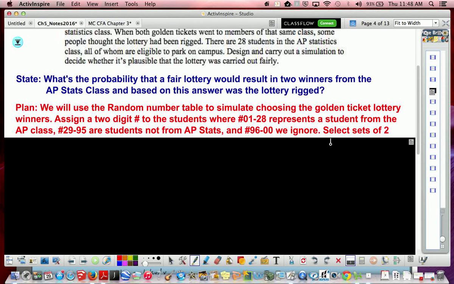So once we have the digits assigned to who's in the class, who's not in the class, which ones we don't want to even work with, we have to decide how we are doing the simulation. How many tickets are we drawing out? 2. So we're going to select 2 two-digit numbers at a time. So we're going to actually look at 2 sets of 2-digit numbers. We're going to know, are they in the class or are they not in the class? If I get both in the class, it's a success. If only 1 or neither of them is in the class, then it doesn't happen. Okay?